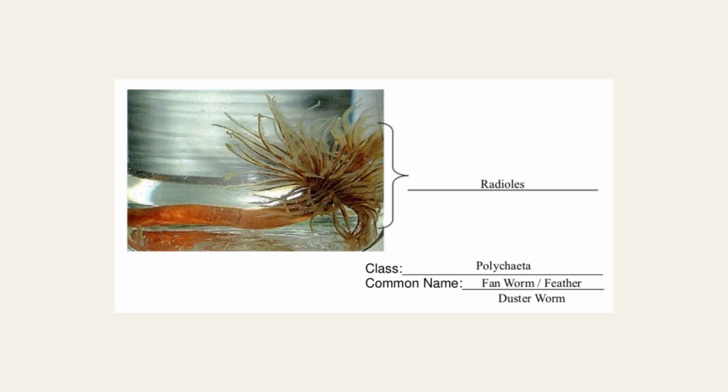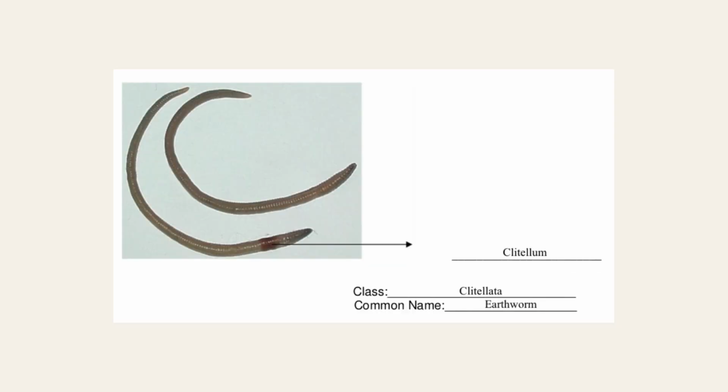We also have the class Polychaeta, or specifically a fanworm or feather duster worm. It has radioles, and an adult one typically has 40 radioles in its crown, which is covered by tiny, hair-like branches called cilia. We also have earthworms in the class of Clitellata. They also have a part called clitellum. This is a thickened glandular and non-segmented section of the body wall near the worm's head. This is also the same with leeches. This releases a viscid sap, in which the eggs are stored.